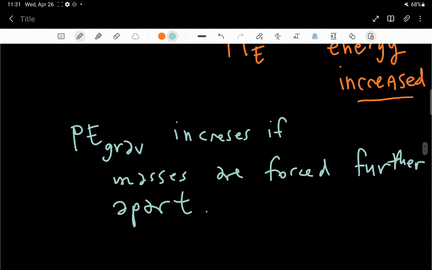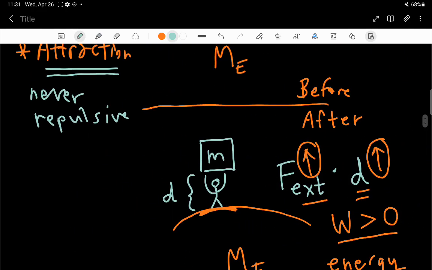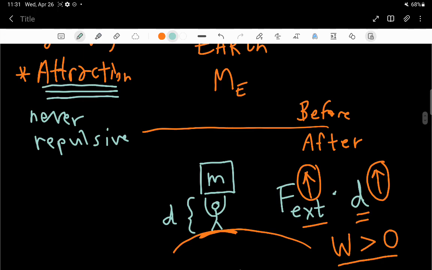I hope you can see that. Gravitational potential energy increases whenever masses are further separated. That's because gravity is attractive, right? And so the way that you store up gravitational potential energy in this attractive interaction is you just separate things, right? Make them stand further apart, which is what this little person just did in this cartoon.